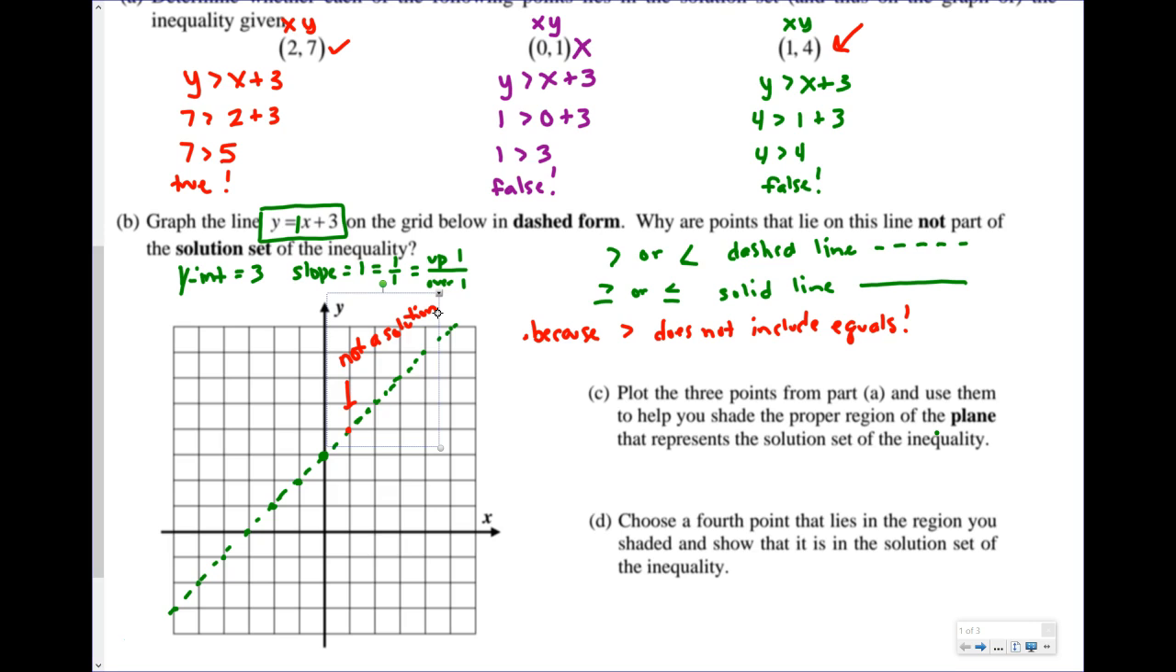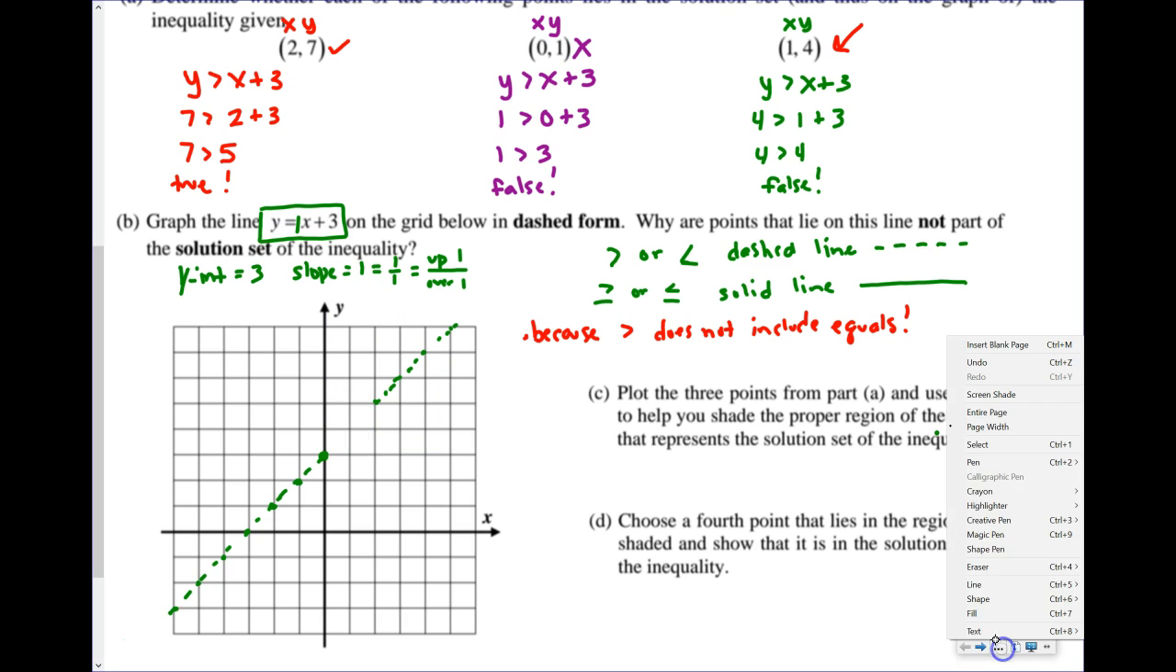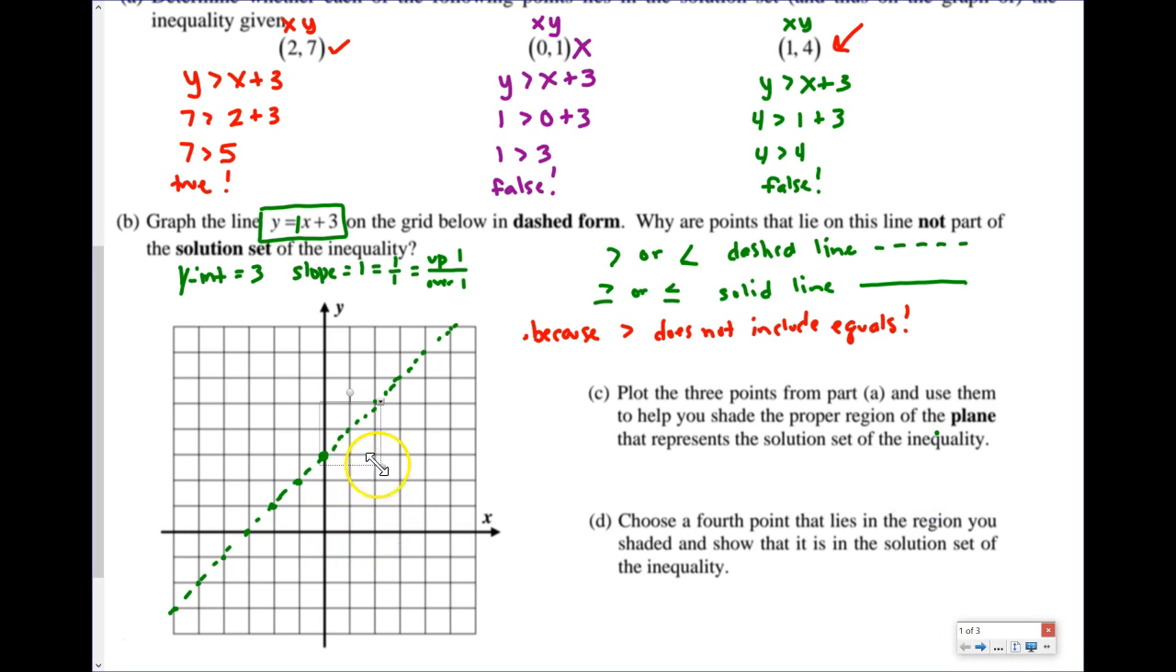Okay, that leads us into part C, where it says plot the 3 points from part A and use them to help you shade the proper region of the plane that represents the solution set of this inequality. So I'm going to plot using the right colors. The red point is (2, 7). So I'm going to go over 2, up 1, 2, 3, 4, 5, 6, 7. So there's the red point. Okay, and that is a solution.